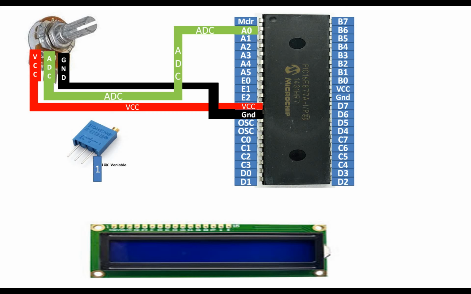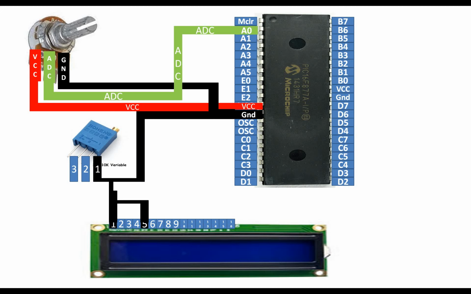Now let me show you how to do the wiring. This potentiometer has pins 1, 2, 3 as labeled on it. And this LCD has 16 pins as you can see, 1 to 16 from left to right. Now you connect pin number 1 and 5 of the LCD and connect it to pin number 1 of the potentiometer, then you send it to the common ground of the PIC. You connect pin number 3 of the LCD with pin number 2, that is the adjustable pin of the potentiometer. Then you connect pin number 2 of the LCD with pin number 3 of the potentiometer, then you send it to the common 5 volt VCC supply.